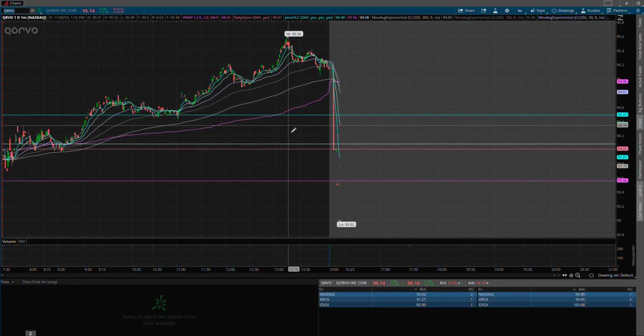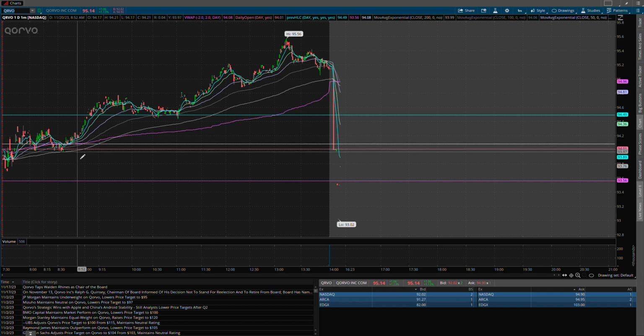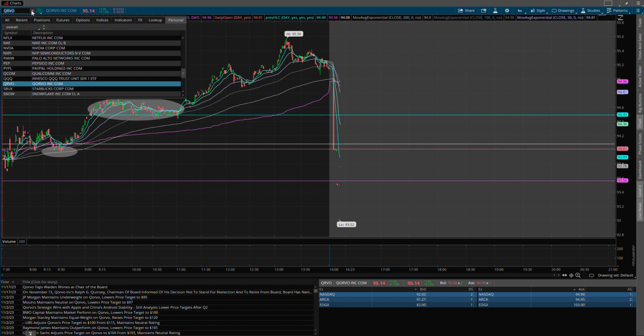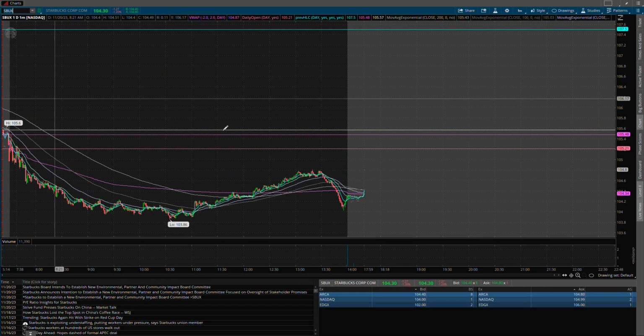Okay, and I look at the Corvo. Same story. Everything is the same story. Look at that. It's behaving exactly the same. It has the same architecture because it's part of the QQQ, and everything else is behaving very similarly.